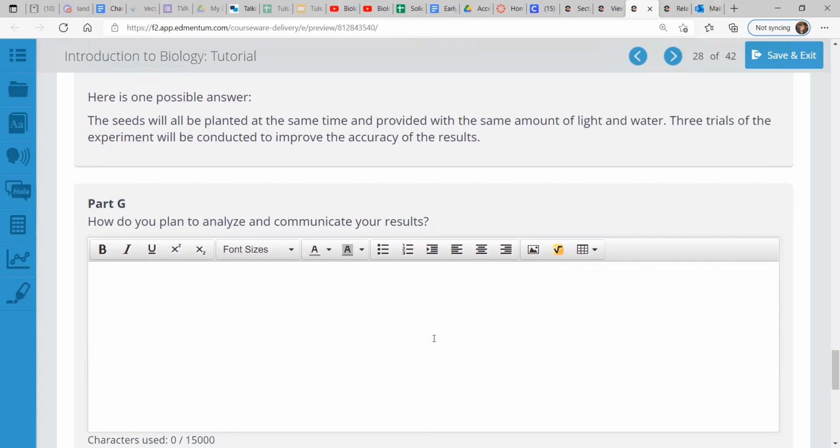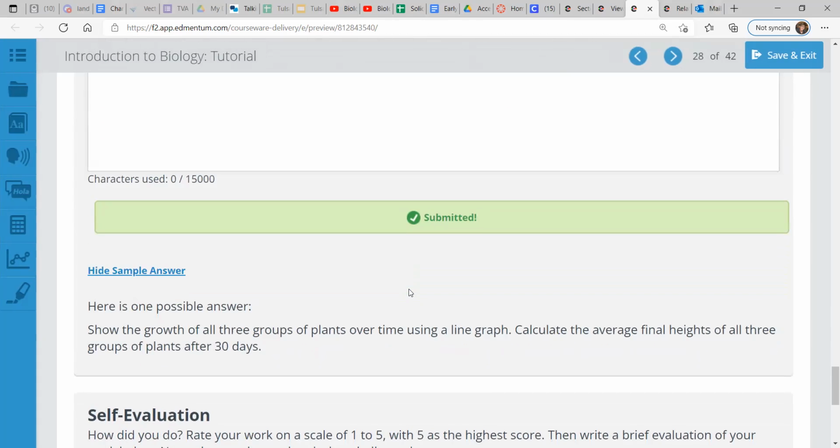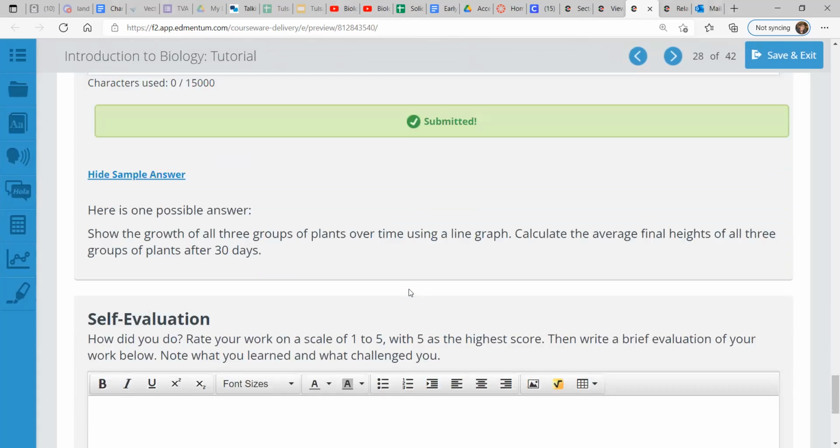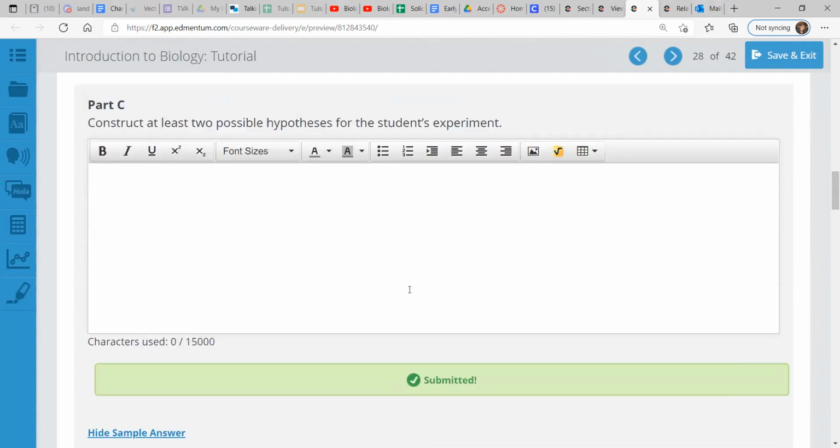How do you plan to analyze and communicate your results? We can show the growth of all 3 groups of plants over time using a line graph. Calculate the average final heights of all 3 groups after 30 days. And that's it for that lesson activity.